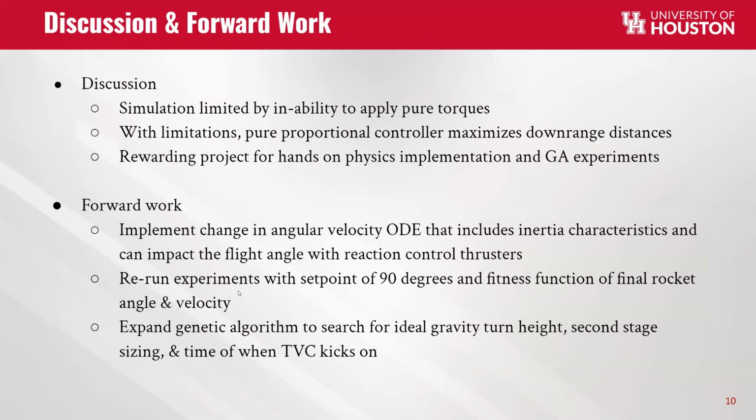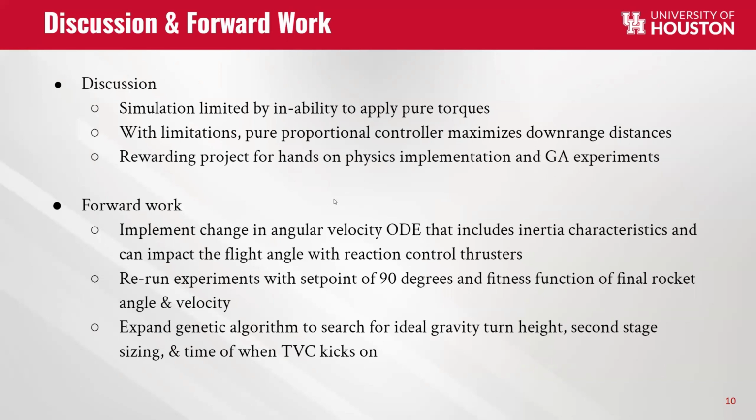Okay, so to close this out with some discussion, as I've noted, right now the sim is limited by its ability to apply a pure torque at a moment. So with those limitations, we are led to a pure proportional controller maximizing the downrange distance. I will say though, this project's been very rewarding to get in and implement some of the physics from scratch, as well as gain an appreciation for applying the controller and using a genetic algorithm to tune that controller.